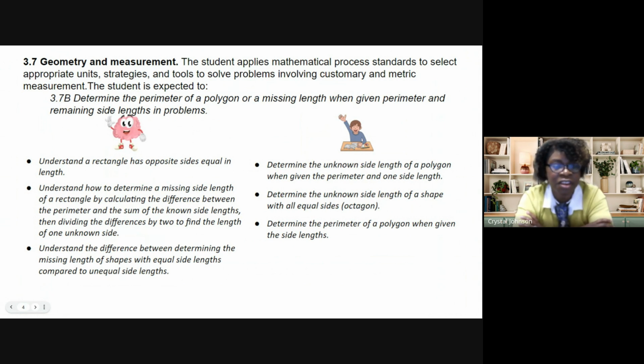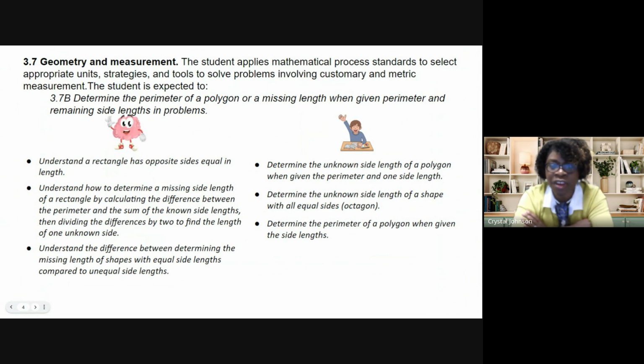Also, understanding the difference between determining the missing length of shapes that have equal side lengths and those that have unequal side lengths. So there's a lot to unpack as far as what students need to understand, but those are the things that you want to focus on instructionally with your students when you are reteaching.